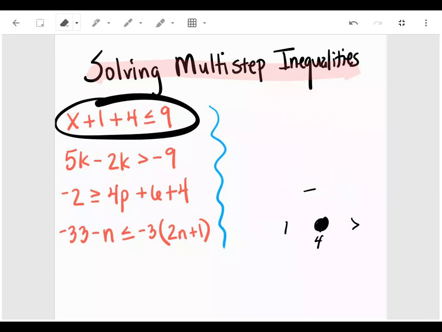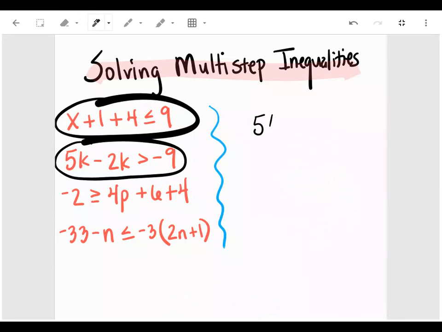We have a total of 4. So the next one is going to be this one right here. 5k minus 2k is greater than negative 9. So if you notice, if we have 5k's here and we are going to take away 2k's, well, we have 3k's left then, right? That wasn't too bad. And that's greater than negative 9.